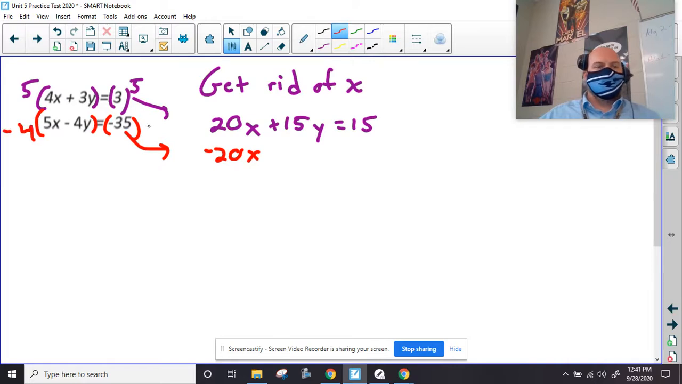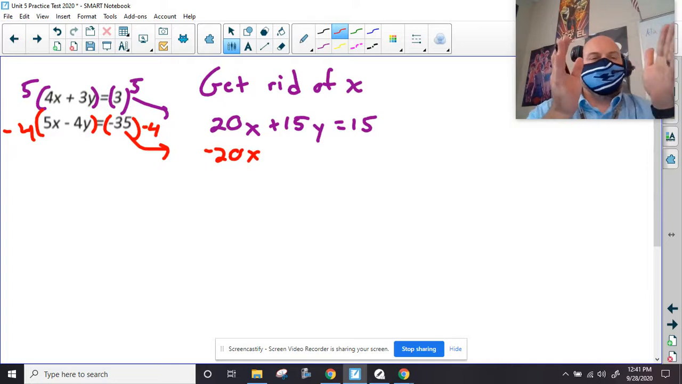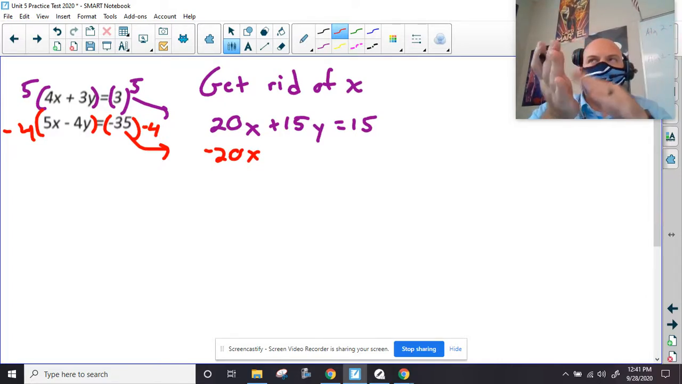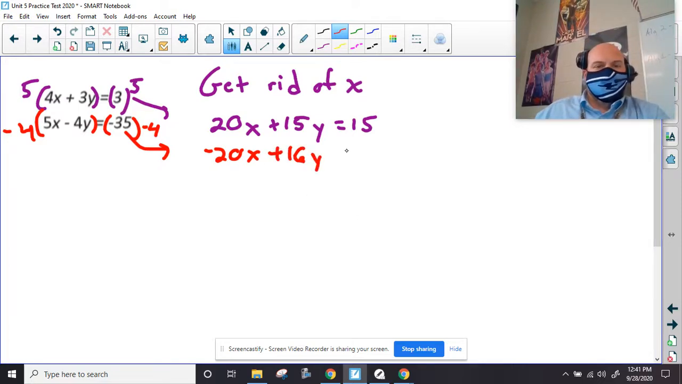Negative 4. Very good. I think when you decide what to get rid of, and I've changed it this year than how I've done it in the past, I line them up, and that's how you can know what to multiply by. I think it has made more sense.